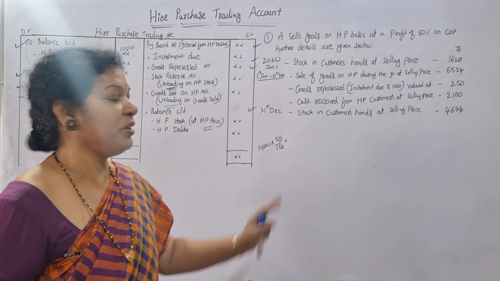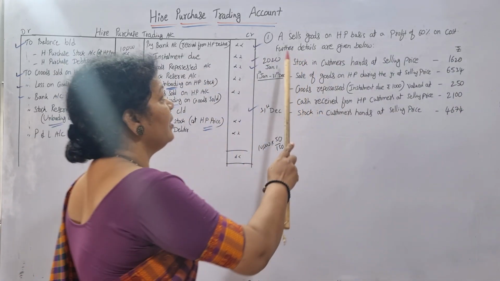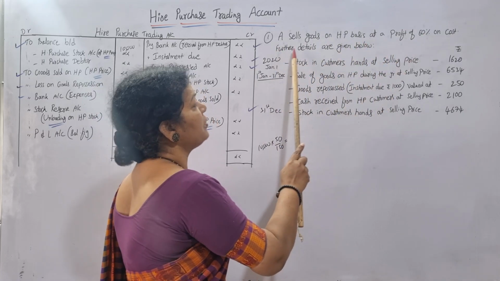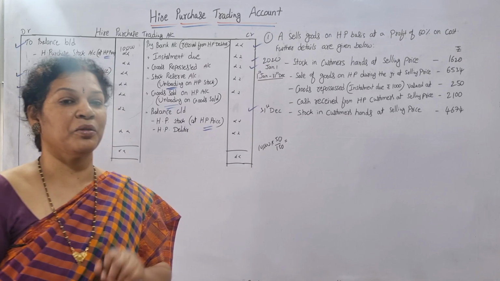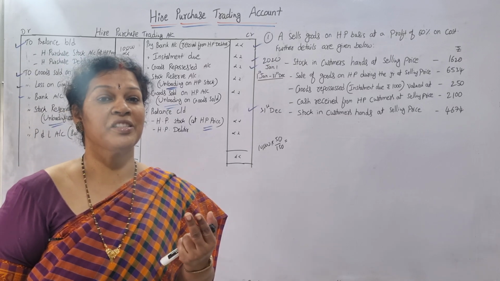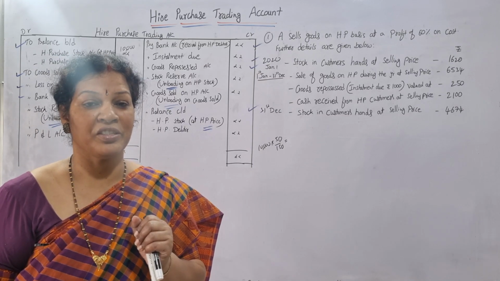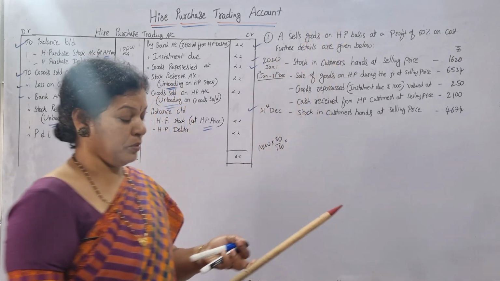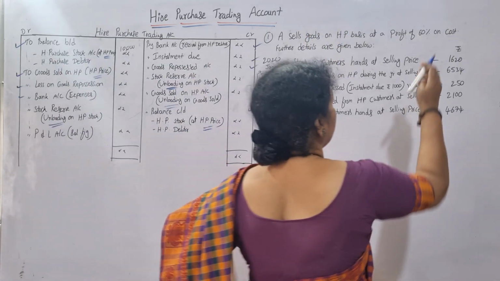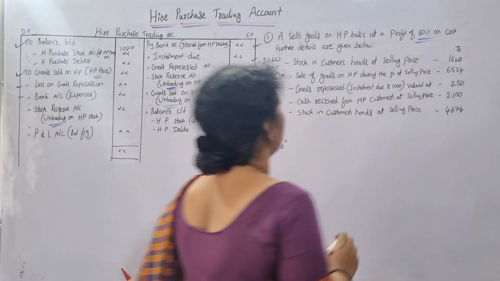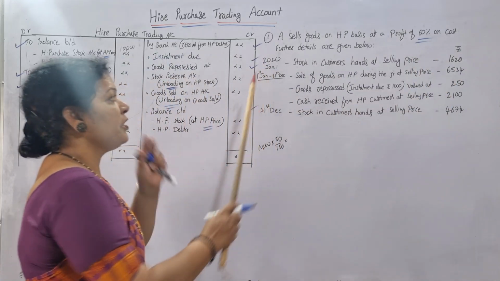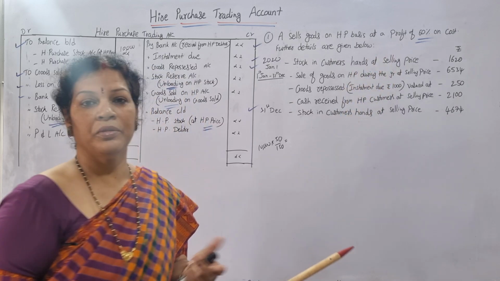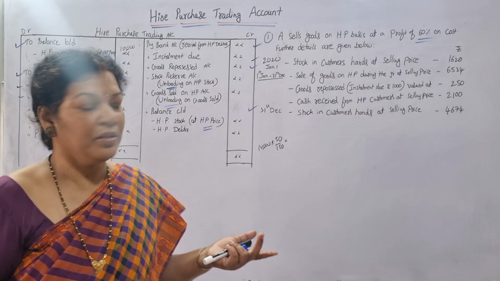One problem I have already written here. A sells goods on hire purchase basis at a profit of 60% on cost. 60% on cost. Means loading is how much? 60%. We have to unload 60%. Okay. Further details are given below. Remember this point, how much is the loading? 60% on the cost. Now, what is given? 2020 January 1st. Stock in customers' hands at selling price. This is opening stock. Okay.